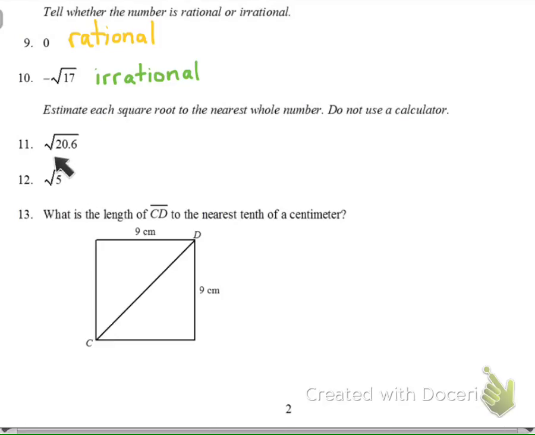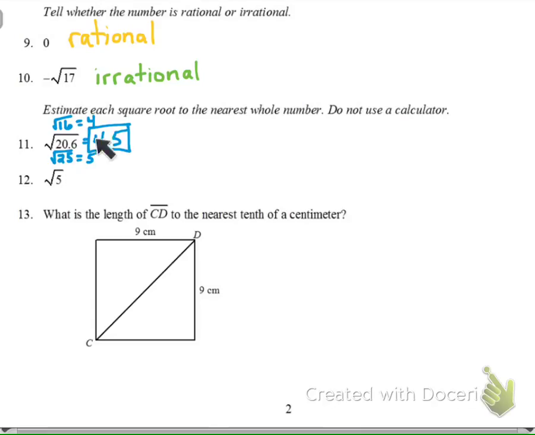Okay, I'm looking for the square root of 20.6. Well, I need to find two perfect squares that are on either side of that. So I have the square root of 16 and the square root of 25. Well, I know that the square root of 16 is 4 and the square root of 25 is 5. So I know this is going to have to be somewhere in between 4 and 5. Well, this looks like it's pretty much right in between 16 and 25, so I'm going to pick the number that's right in between 4 and 5, and that's 4.5. So my estimation for the square root of 20.6 is 4.5.